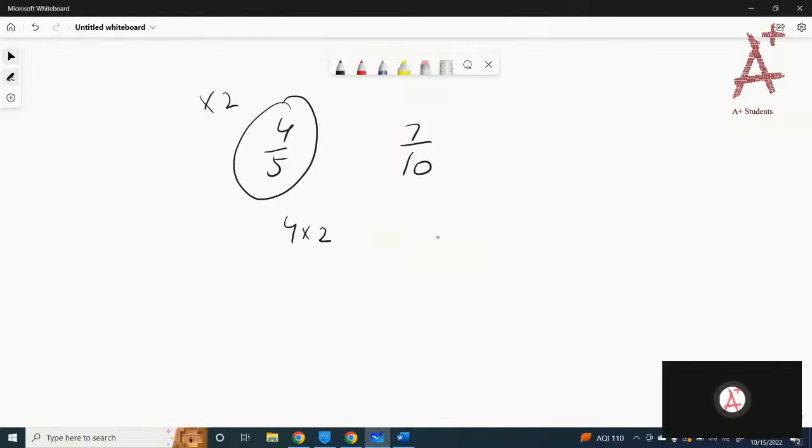So let's do 4 times 2 divided by 5 times 2. So 4 times 2 is 8, and 5 times 2 is 10, so 8 by 10, and 7 by 10. So which is greater? 8 by 10 is greater or 7 by 10 is greater? 8 by 10 is greater than 7 by 10. Got it? So select the correct option and click on the OK button.